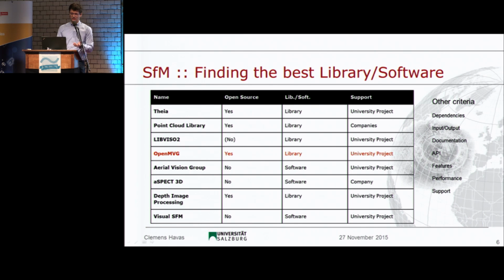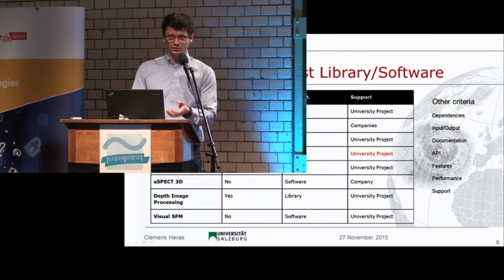Then we defined if it's a library or software. A library would be preferable, of course, but when we have an open source software, we could also extract the modules which perform structure from motion. And at the end, we wanted to know what's the organization behind those projects. Then we take a closer look at certain candidates and defined other criteria like the dependencies, input-output, documentation, API, features, and so on. And at the end, we decided to take OpenMVG.